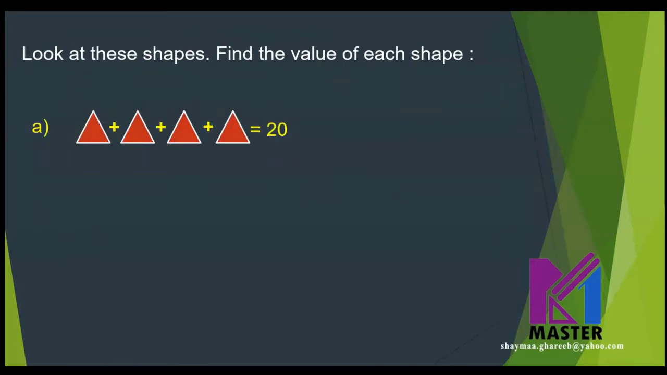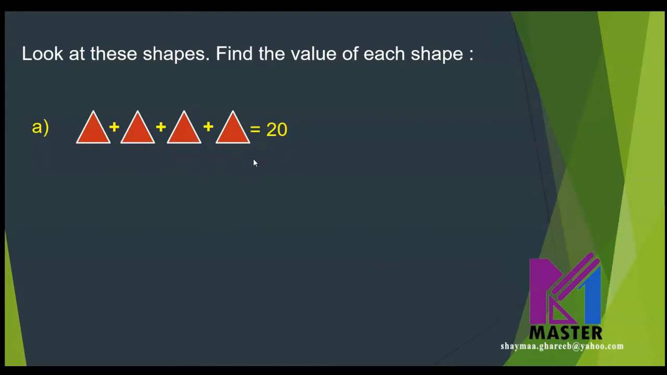Look at these shapes. Find the value of each shape. As you can see here, there are 4 identical triangles, which means all of them are the same number. And when we add them together, the answer will be 20. So I need to think of 4 numbers, and they are exactly the same. When I add them together, it will give me 20. So what could this number be?